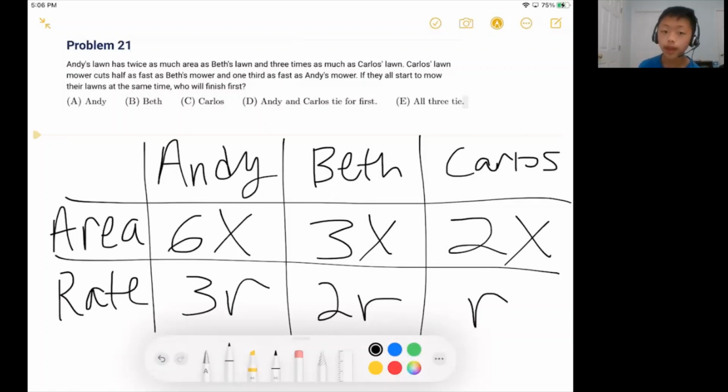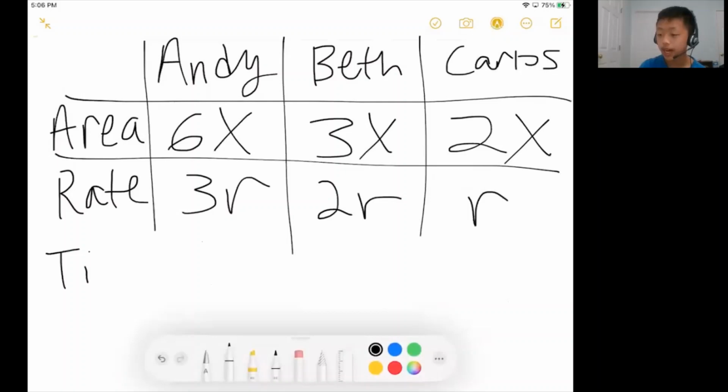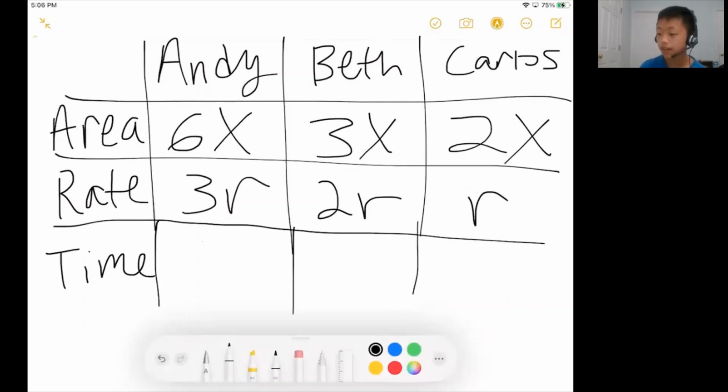So we want to know how much time it will take for each of them to finish. So I guess we can add another row in our table and we can see the time it takes to finish cutting. To find the time it takes for them to finish cutting, we would just take the area, how large the lawn is, divided by how fast the lawn cuts. It's kind of like distance equals rate times time, except in this case we have area equals the rate of the mower times the time.